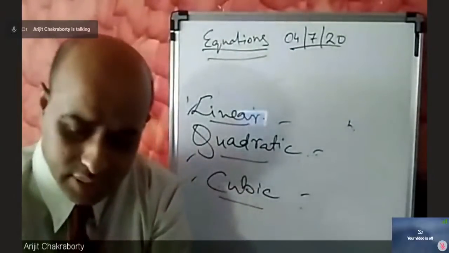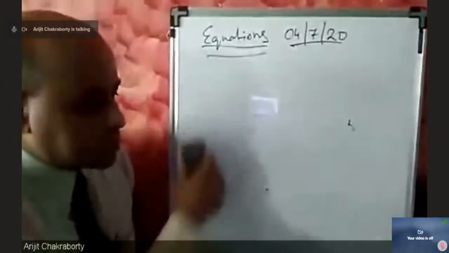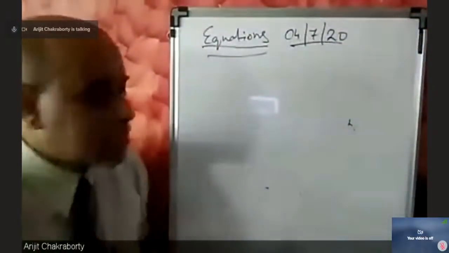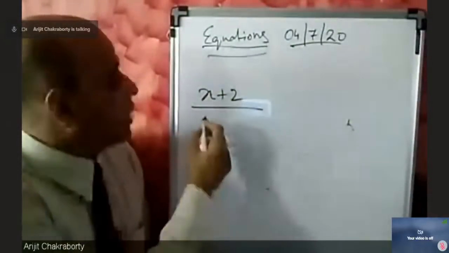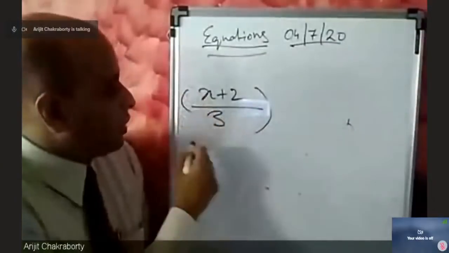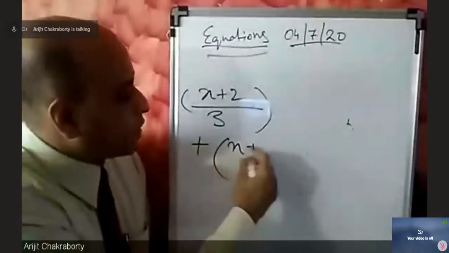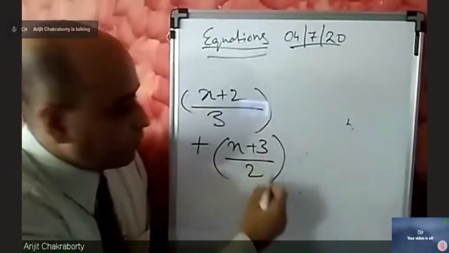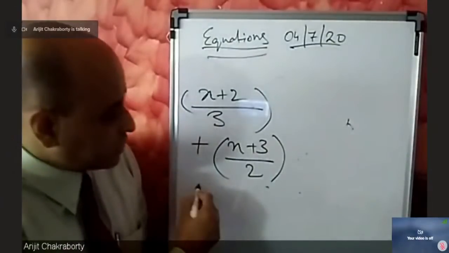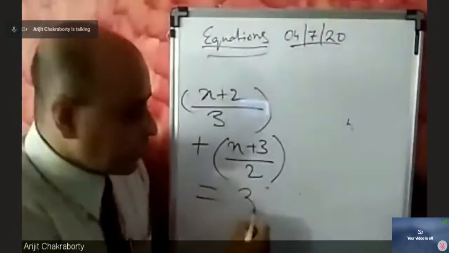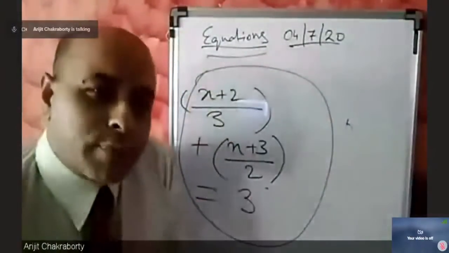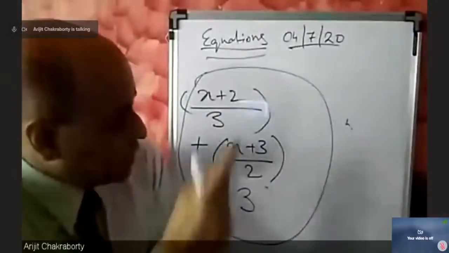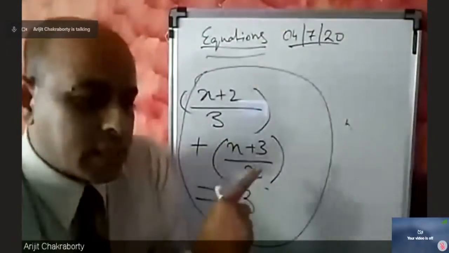I will give an example. So I'm writing something. Please see this equation. (x plus 2) by 3 plus (x plus 3) by 2 is equal to 3. This particular expression, is it an equation or is it an identity?